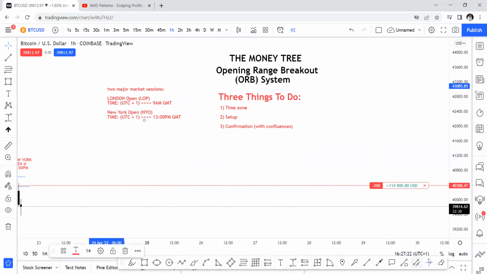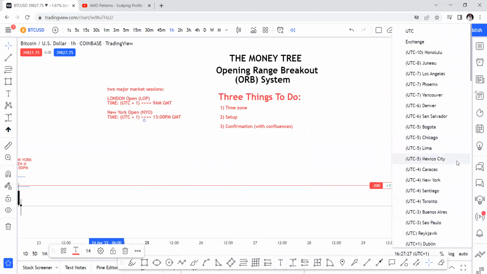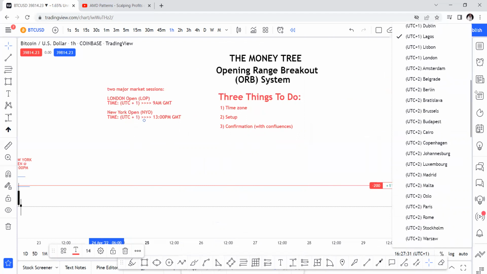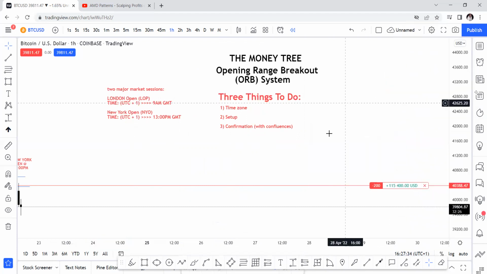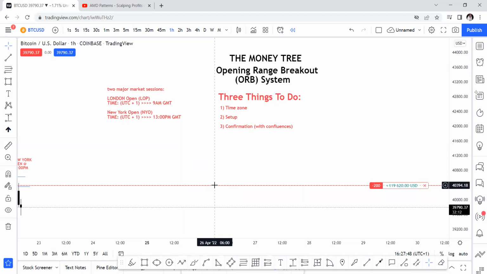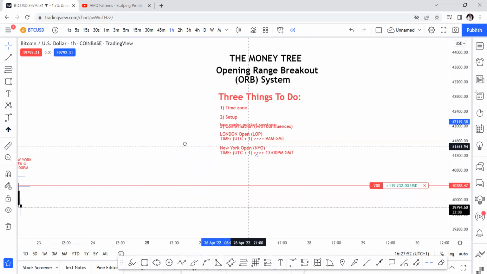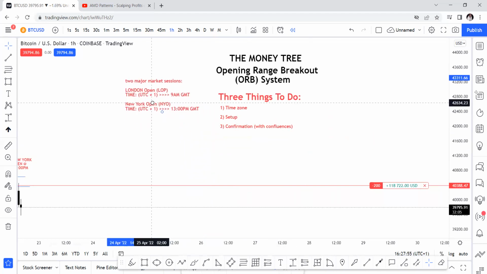I've already set my own here. You can just come here and set the time zone according to your own location. My own is Lagos, so you can set it to Lagos if you want. But for now, I prefer to use UTC +1. So we got the time zone there.